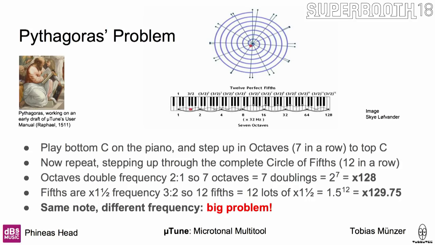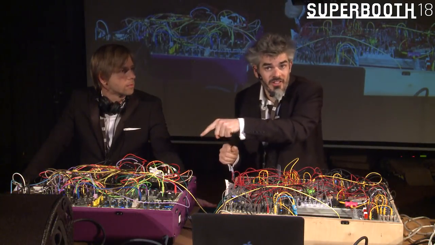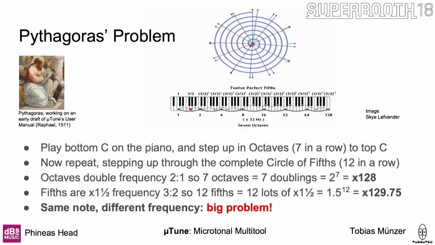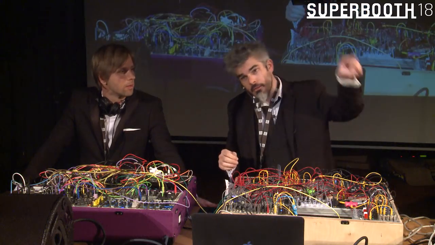Now, this presents a problem, but also some incredible opportunities, and it goes way back to Pythagoras in the ancient Greeks. The problem is that if you start on the low note of a piano, let's say the low C of a piano, and you go up in octaves, those are doublings, and you end up on the top C at the piano, and that will be seven lots of doublings, 2 to the 7, or times 128. You could also go up in perfect fifths, and that multiplies by 1.5. But you need 12 of those all the way around the circle of fifths.